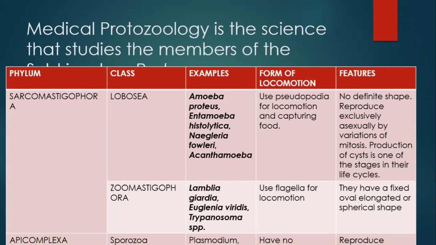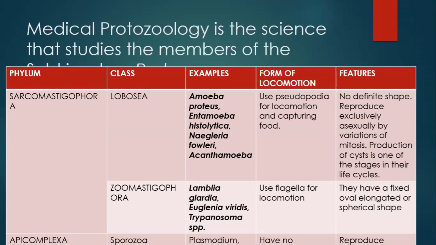When compared to the class Lobosea, they are different. Lobosea doesn't have flagella; they use pseudopodia for locomotion, and they don't even have a definite shape. The Zoomastigophora organisms have flagella for locomotion, and they have a fixed oval, elongated or spherical shape.